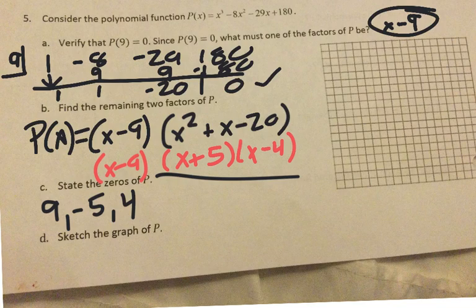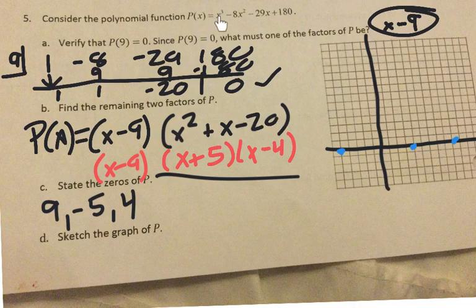And then D, sketch the graph. So you're not going to be able to get exactly the graph correct, but you can get a sure enough, close enough answer. Okay, so if I have, let me change where my y-axis is. So again, if I'm somewhere here, I know I have roots at -5. I have another root at 4. And I have another root at 9.